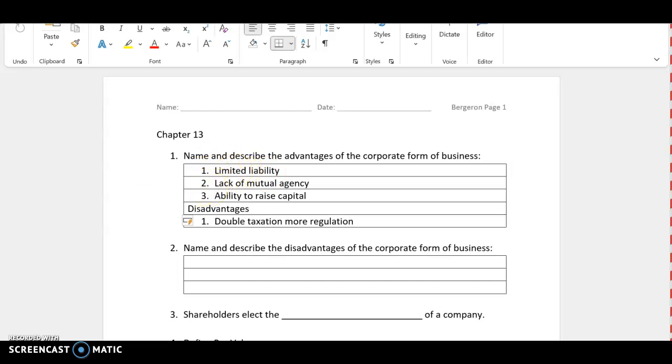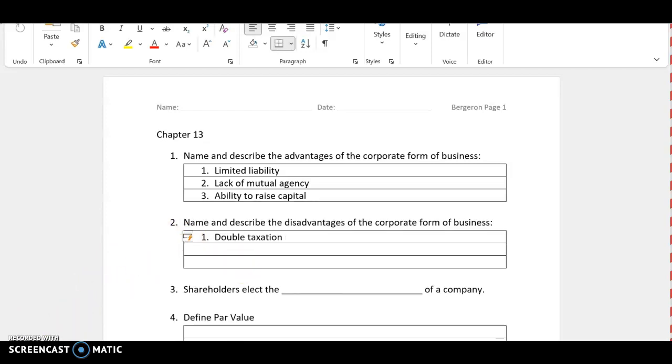Another advantage is lack of mutual agency. This means the shareholders cannot bind the company by their actions. So the exact opposite of this would be a partnership where a partner can actually bind the other partners in the company by anything that they do. However, in a corporation, shareholders are separate from the company, so they lack that mutual agency. The ability to raise capital, we can raise money by issuing stock.